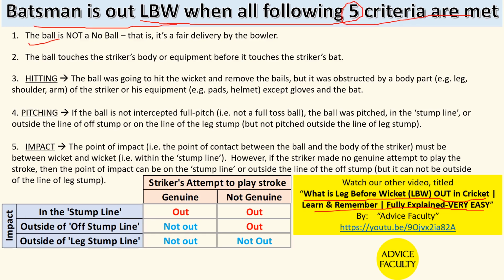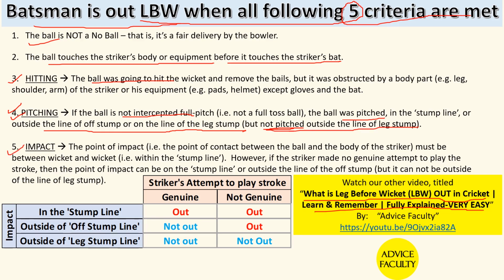First, the ball is not a no ball. Second, the ball touches the striker's body or equipment before it touches the striker's bat. Third is the hitting rule, which basically says that the ball was going to hit the wicket and remove the bails, but it was obstructed by a body part of the batsman. Next is the pitching rule. If the ball is not intercepted full pitch, the ball was pitched in the stump line or outside the line of the off stump or in the line of the leg stump. But basically, in summary, it says that the ball is not pitched outside the line of the leg stump. So that is the pitching criteria that must be met.